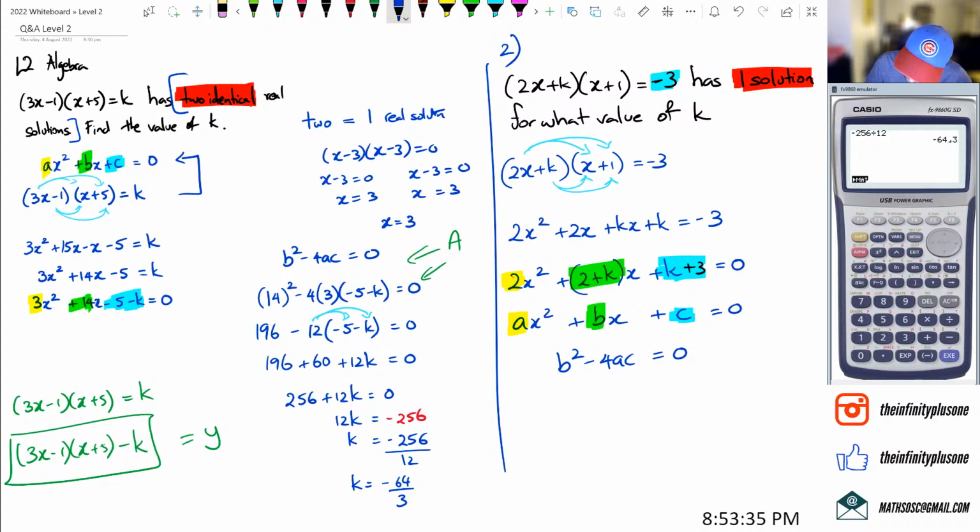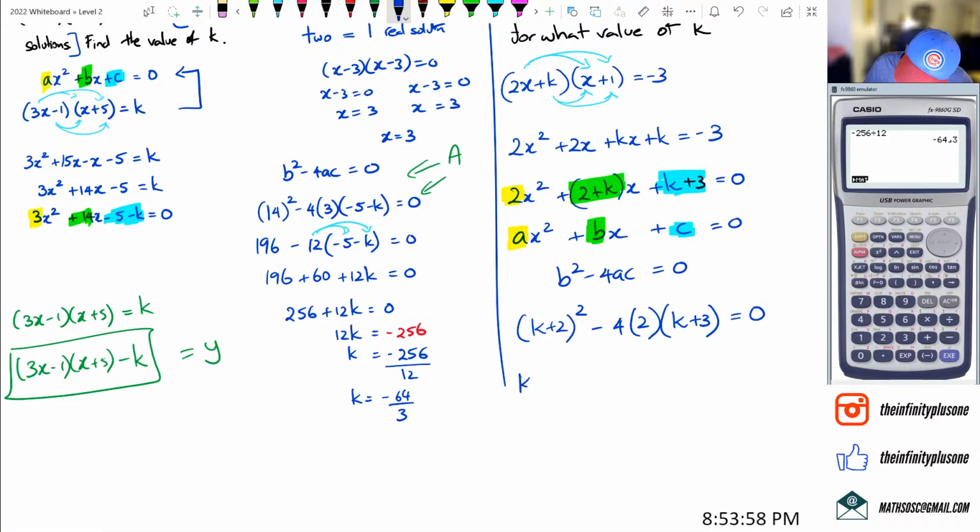All right, so with that in mind, we've got 2 plus k, or we can write it as k plus 2, just being lazy. (k plus 2) squared minus 4 times a, which is 2, times c, which happens to be k plus 3. And all of this is equal to 0. So we're going to expand the brackets here. We've got k squared plus 4k plus 4 minus 8k, minus 8 times 3 is negative 24, is equal to 0. So then we've got k squared minus 4k and 20.